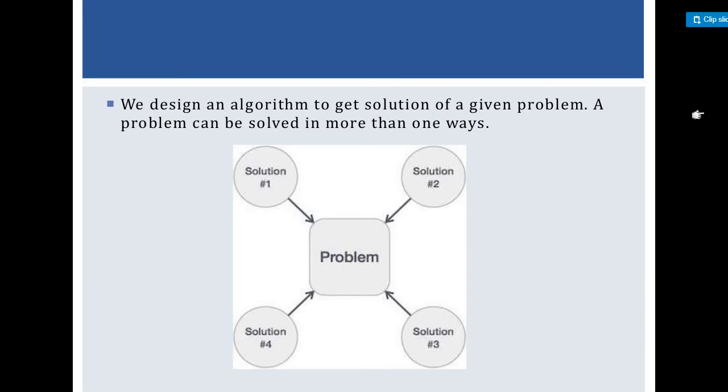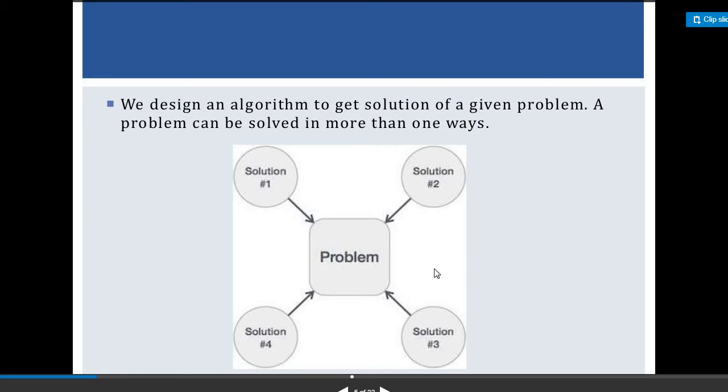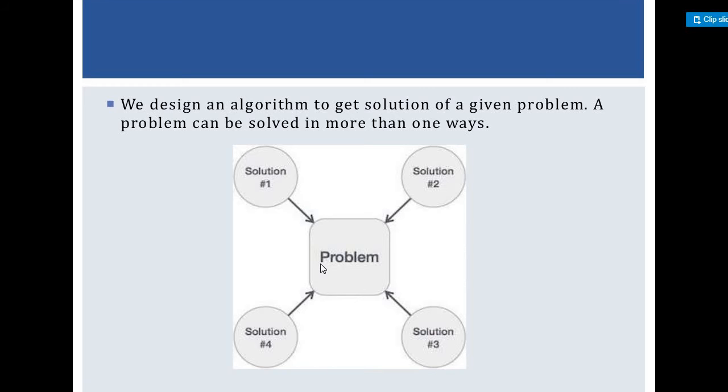If we see the problem, we design an algorithm to get a solution of a given problem. A problem can be solved in more than one way. So problem, solution 1, solution 2, solution 3, which means we can design more than one algorithm for the same problem.